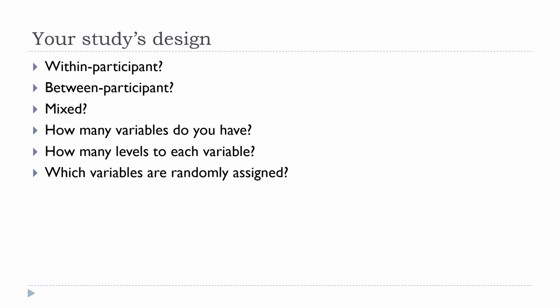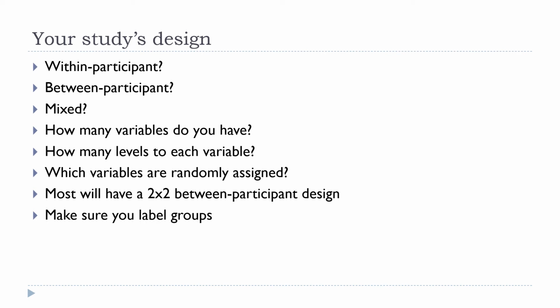So I would recommend that you look at the talk to see what sort of design statement you might create for your study. That being said, most of you will have a 2x2 between participant design. Make sure that it's very clearly labeled and that you clarify what your different levels are and which one of your variables is randomly assigned. But that's what most of you are starting with, that 2x2 between participant design. It's also important, once again, that you label your groups and your levels. See the example in the design section for more information.